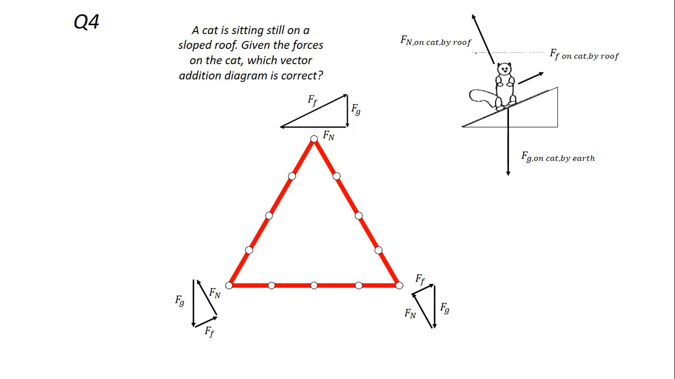A cat sitting on a sloped roof, there's the forces. Which of these vector addition diagrams is correct? So when I put the forces together as a vector addition diagram, which is correct? Pause just to think about that one. And I'm going to move on to the answers now for question 1.